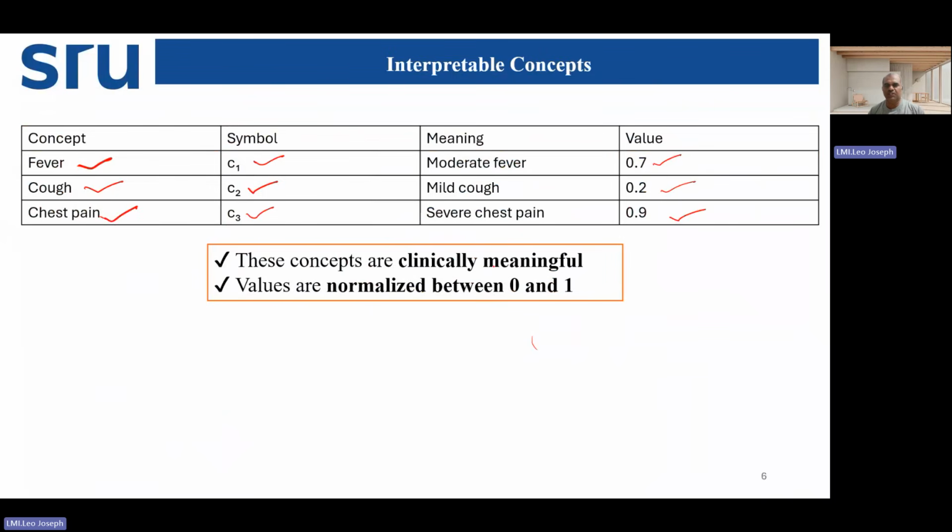These concepts are clinically meaningful. Since chest pain should be treated very severely, it gains the weight of 0.9. Mild cough, a simple medicine can cure it, so it is 0.2. Moderate fever means some sort of medication should be given, so a slightly higher value, that is 0.7. The values are normally normalized between 0 and 1.